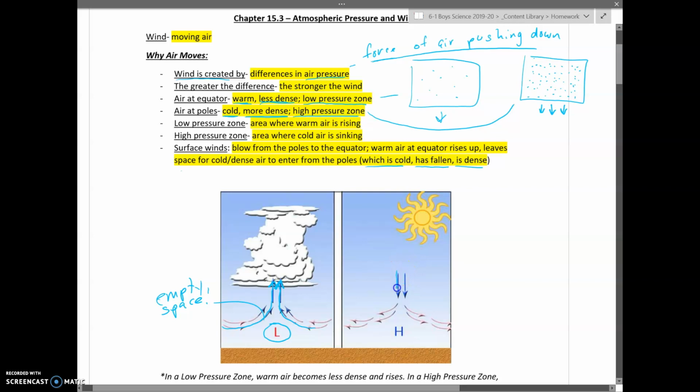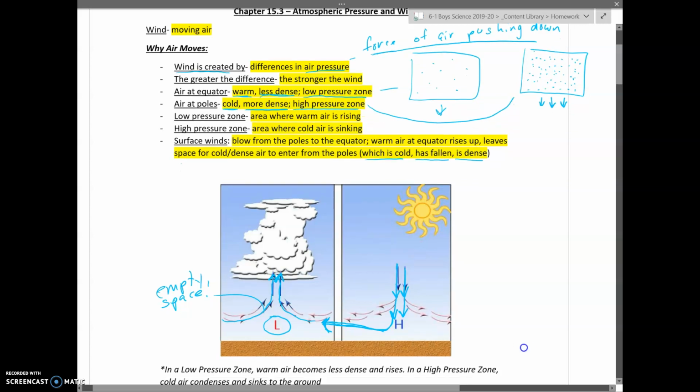So if we have an area of high pressure, like at the poles where it's cold, air is sinking down, and the air that has sunk down will blow across the surface of the earth until it finds that empty space. Right? Air molecules want to spread out as much as they can. If there's a big empty space left by warm rising air, the air molecules will rush in to fill that empty space.